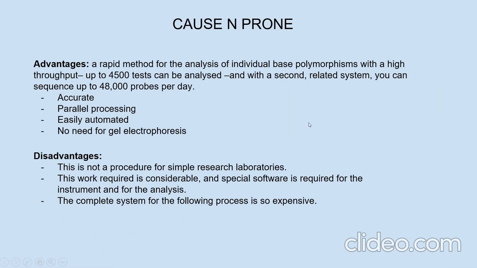So here are some pros and cons of pyrosequencing. Some advantages are that it is a rapid method for the analysis of individual base polymorphism with a high throughput, up to 4,500 tests can be analyzed, and with a second related system, you can sequence up to 48,000 probes per day. This process is accurate, parallel processing can be done, and it can be easily automated. There is no need for gel electrophoresis.